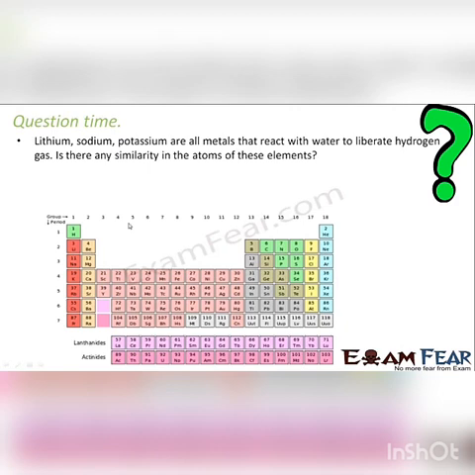Lithium, sodium, potassium are all metals. They react in order to liberate hydrogen. Is there any similarity in these elements? Let's see. Lithium, sodium, potassium. Yes, they have a similarity, right? They are all group 1 elements and they have a valence electron of 1. They have 1 valence electron. So that is the similarity, right?